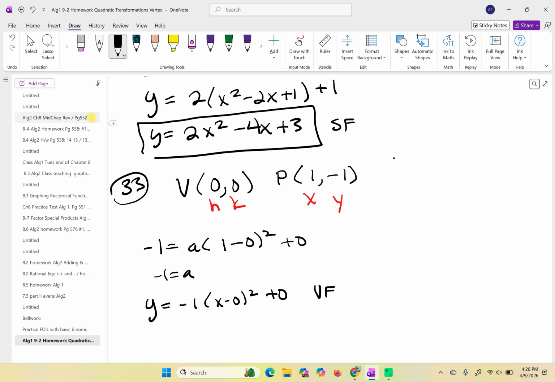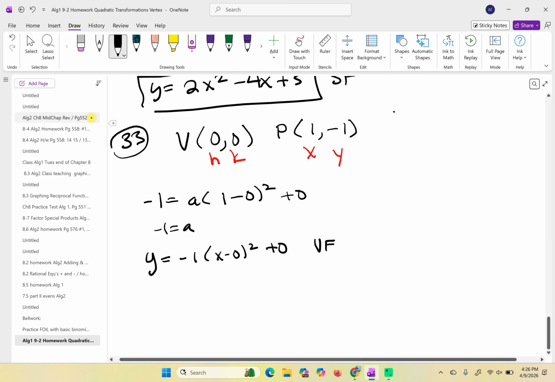So here's your vertex form. And then if we simplify this, we get negative x squared is our standard form.